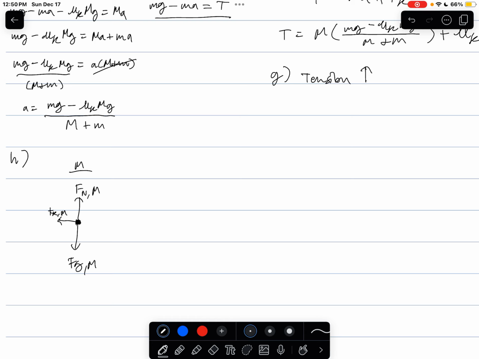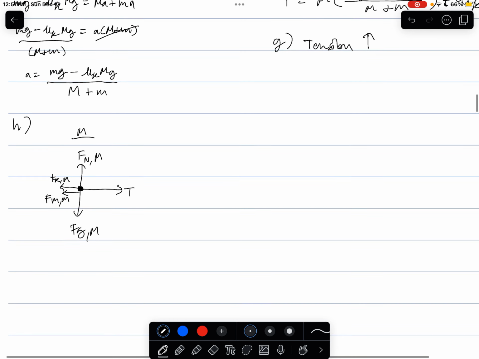And then there's also the contact force from the m. So it's like F, m to big M. And then you also have tension. So tension should be greater than all the forces. Here, let me draw a bit bigger. Yeah, it should be bigger than both of the Fk and the contact force from m added up together because you're accelerating to the right.